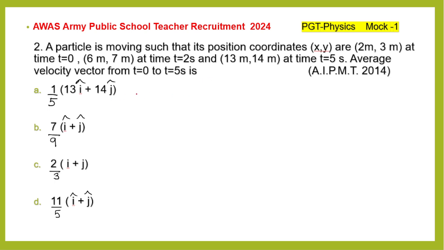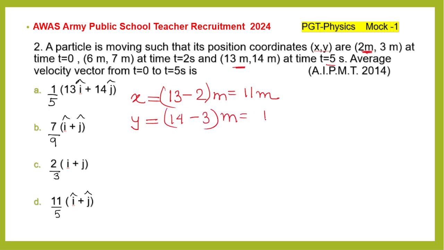At first, let's find out the distance covered along the x-axis. And how do we calculate this one? That is final distance minus initial distance. The final distance at time t is equal to 5 seconds is 13 meter, and at time t is equal to 0 it is 2 meter. So just 13 minus 2 meter, and it gives 11 meter. In the same way, we calculate the distance covered along the y-axis within 5 seconds, and it is 14 minus 3 meter, which is 11 meter.